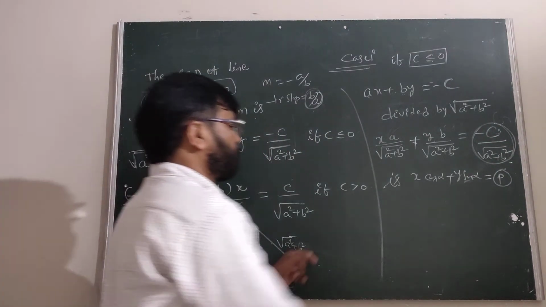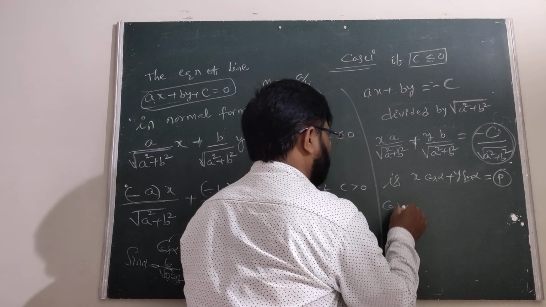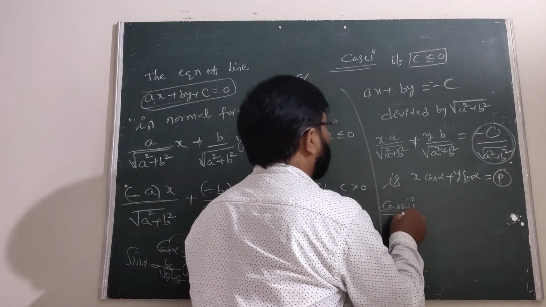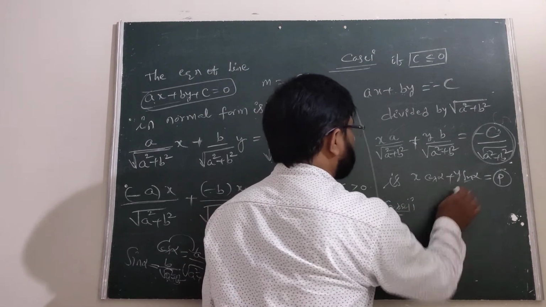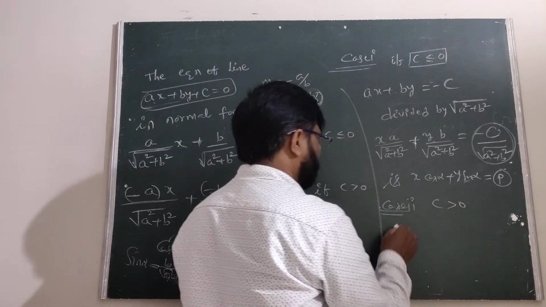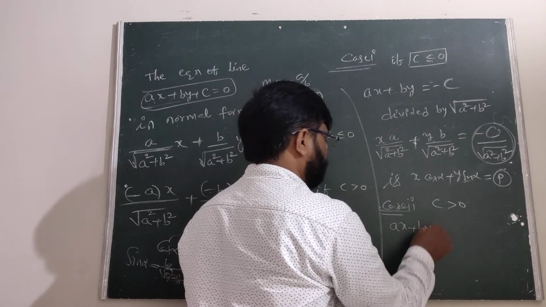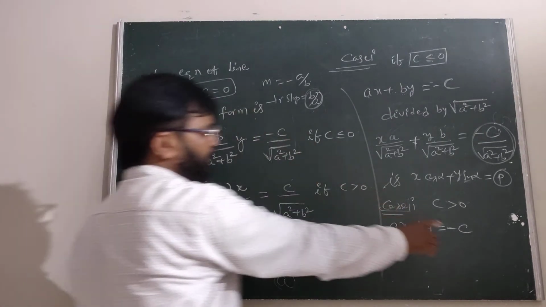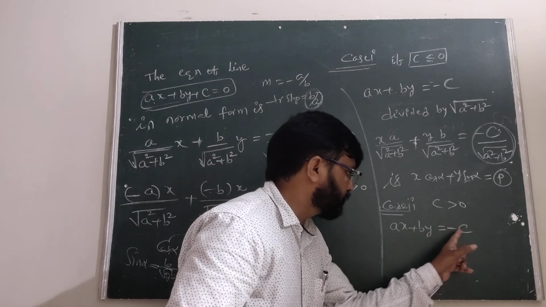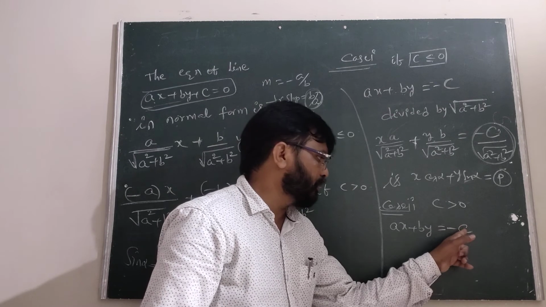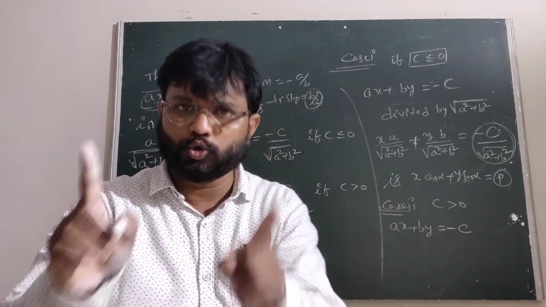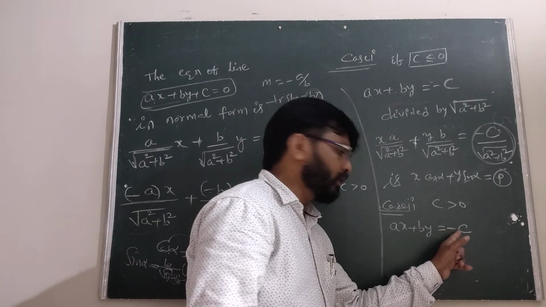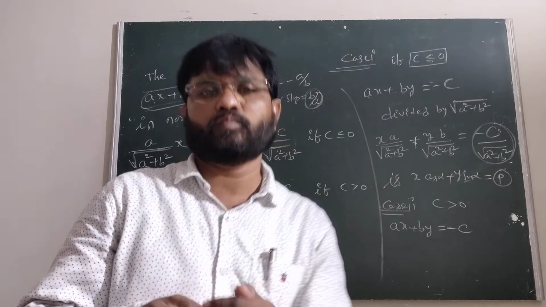In the case 2, suppose c is greater than 0. That means ax plus by equal to minus c. The plus c is sent to the other side as minus c. When c is positive, it is negative. Suppose c is given as 2, this is minus 2. But the right hand side part is always positive.